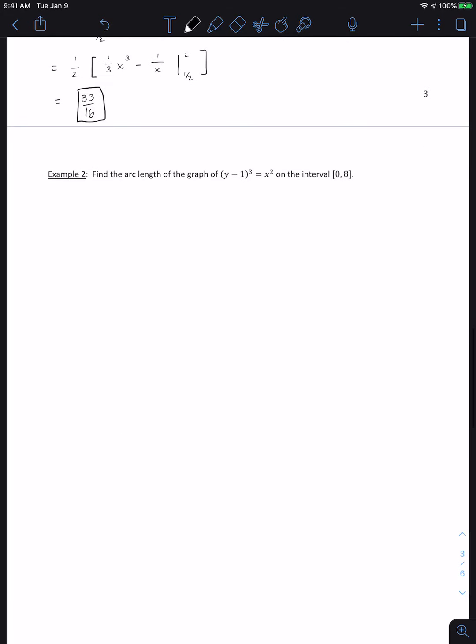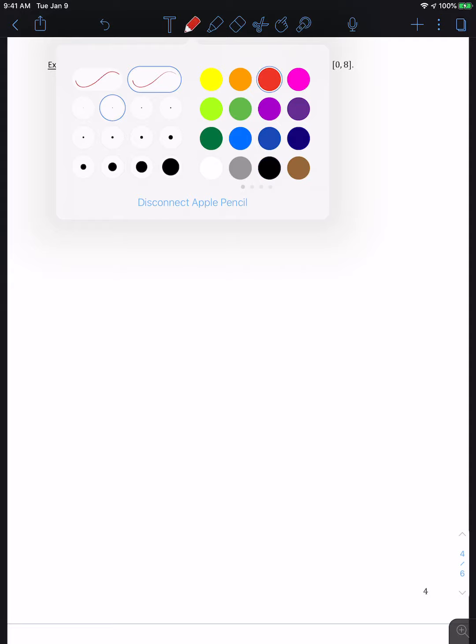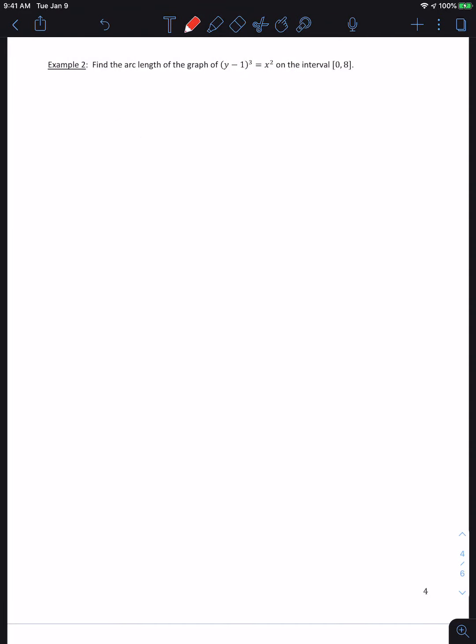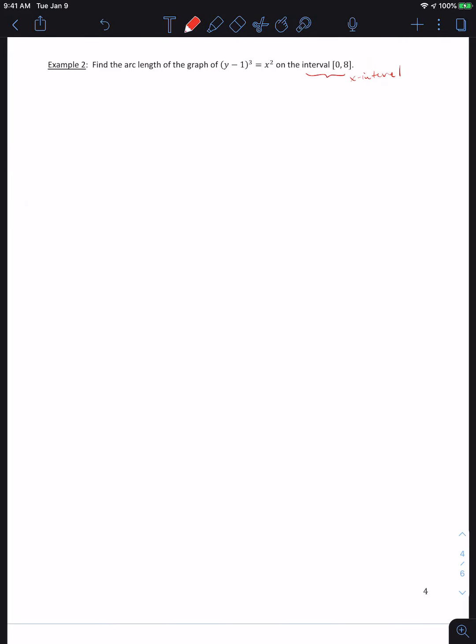Okay, so in this next problem here, I want to find the arc length of the graph y minus 1 quantity cubed equals x squared on the interval. This interval here, I should have specified, this is the x interval. So the first thing we should notice here is my function y minus 1 cubed equals x squared is not in terms of either x or y. In other words, it's not x equals y something something or y equals x something something something, right?